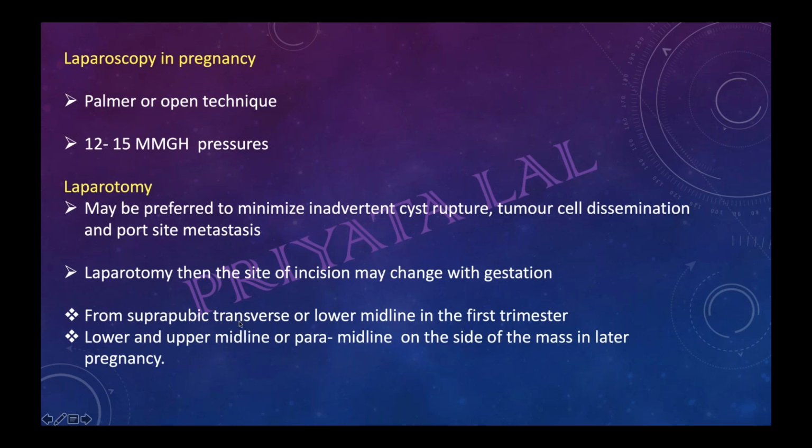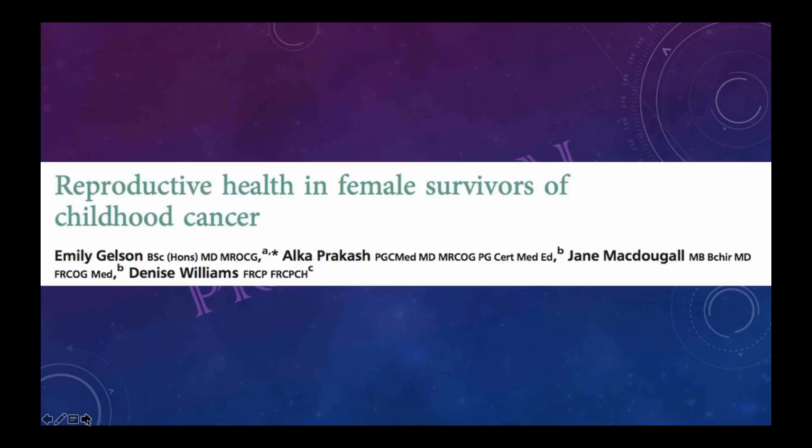Incision will change with the gestation. Why? Because there is a change in the position of the ovary: as the uterus grows up, the ovaries will go up also. So in the first trimester, the incision will be suprapubic transverse or lower midline, because the uterus is below. If the surgery is done in the second or third trimester, the later half of pregnancy, it will be upper midline, paramedian, or low midline. From this incision also I have seen a question. That's all I had to say.